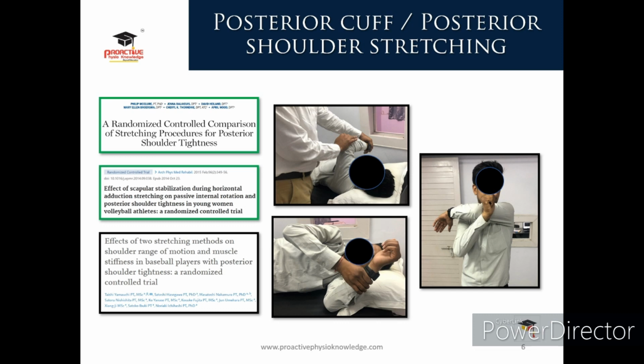They looked at an overweight athletic population who had GIRD and impingement symptoms. In the results, they concluded that those who had an increase in range of motion also had a decrease in symptoms. So from these three studies, we have a question in our mind: how does this mechanism work?